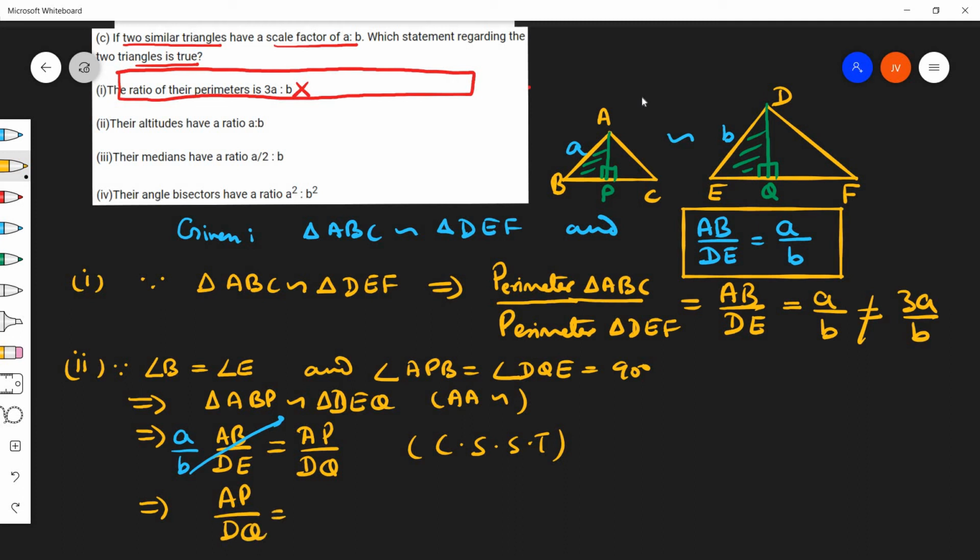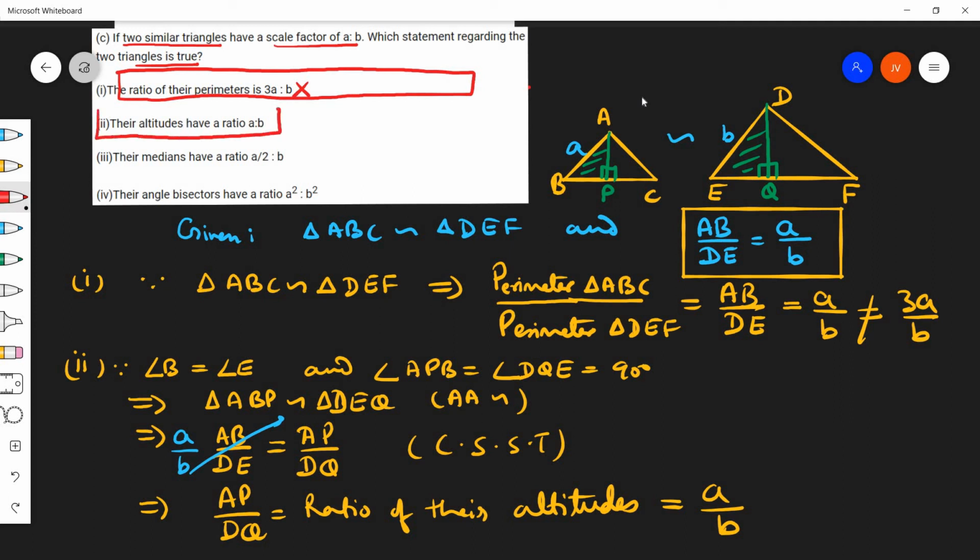And what is AP by DQ? It is the ratio of the triangles' altitudes. The ratio of their altitudes is equal to A by B. And here in the options, this is correct. So this is right. Now about the other two.